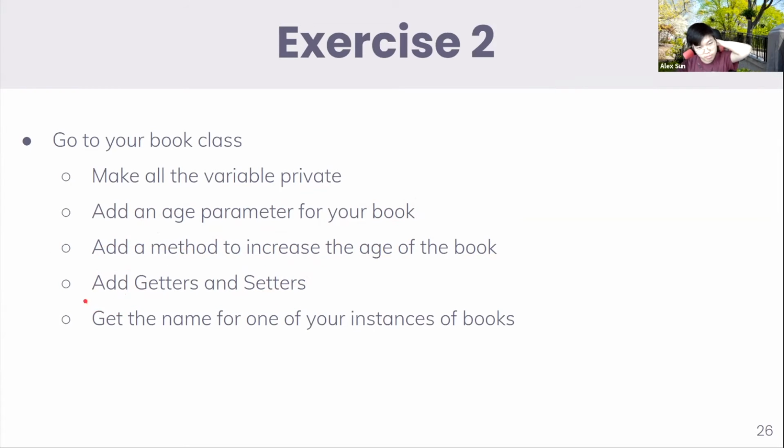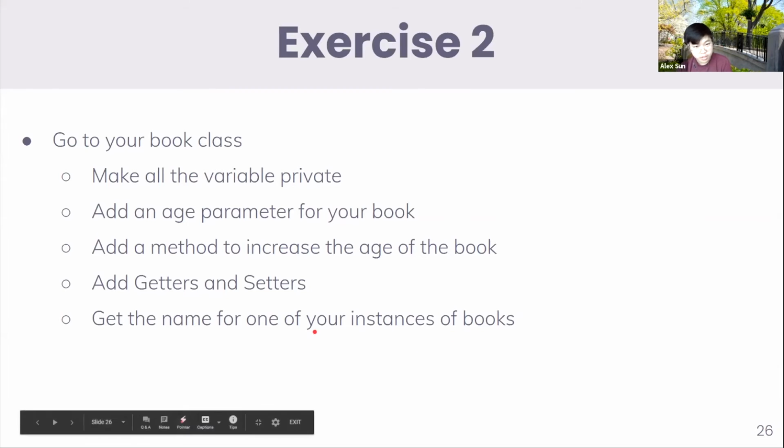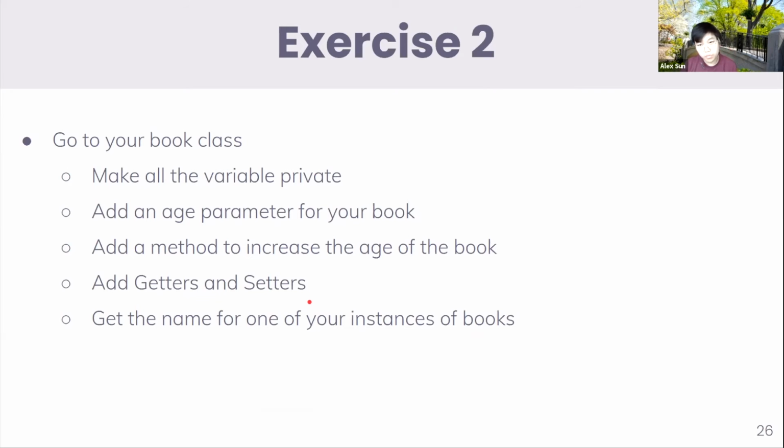And you're going to use one of your getters to get the name of one of the instances of books. You should also adjust your previous code such that it works with the getters and setters now too. So this is a pretty long exercise. There are a lot of things that you have to do, so don't be afraid to take it slow.